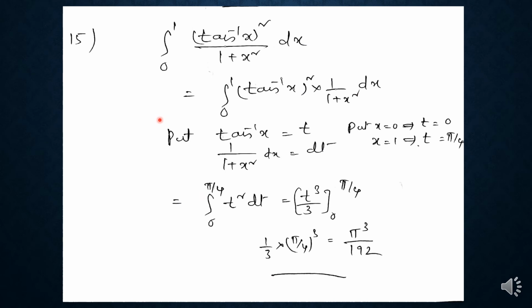Problem. Integral 0 to 1, (tan inverse x) whole square by 1 plus x square dx. To integrate this function, first check whether it is in the form of f'(x) by f(x), or whether a function and its derivative are present. If we observe the given integrand, we can see these two functions: (tan inverse x) whole square and 1 by 1 plus x square dx. So we can write it as (tan inverse x) whole square into 1 by 1 plus x square dx.